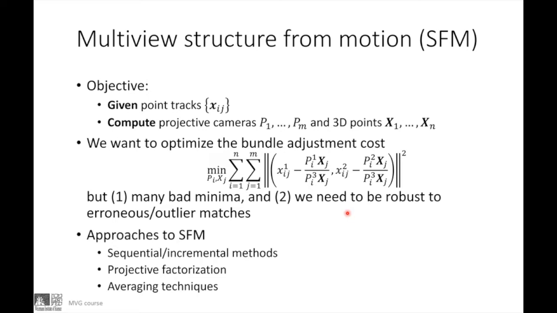And we will be speaking about three main methods. The first one is called the sequential or incremental method. Secondly, we will speak about projective factorization. And lastly, we will talk about global averaging methods. So let's start.